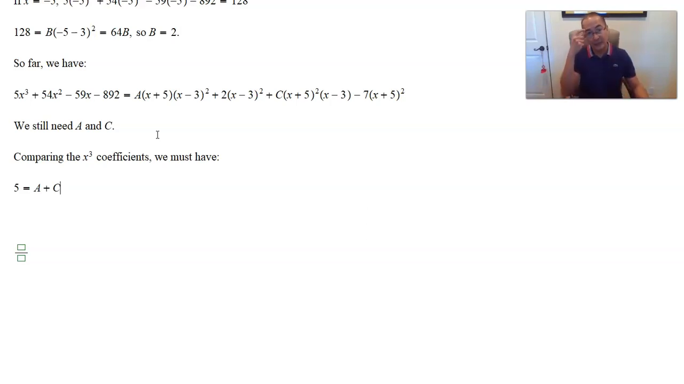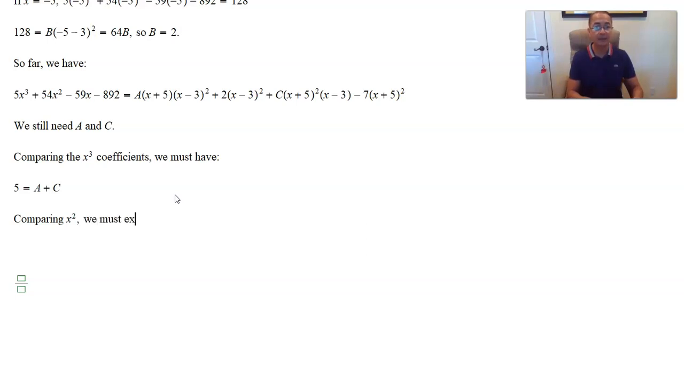Okay? No need to write the x cubed. All we are interested in is the coefficient. The 5 there, the a here, and the c here. So that's nice. A plus c must be 5. Okay, I need another good term to compare with. So is the x squared gonna be good? Yeah, I guess so. Because there's probably an x squared term here lurking, and same over here. So comparing x squared, except now we need to expand.